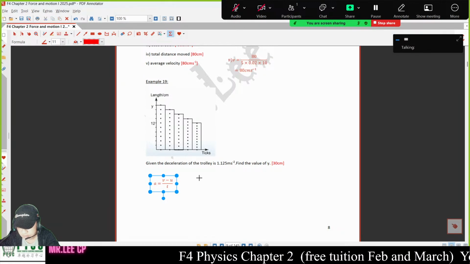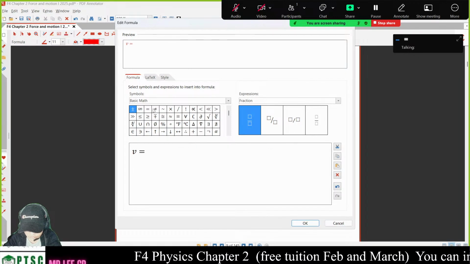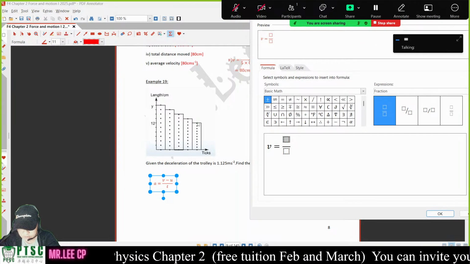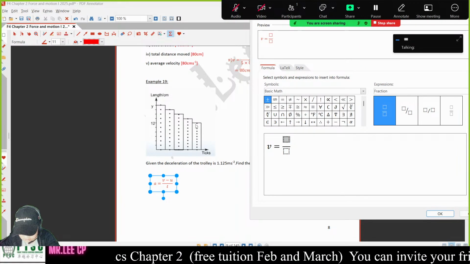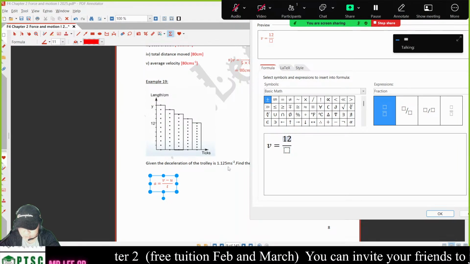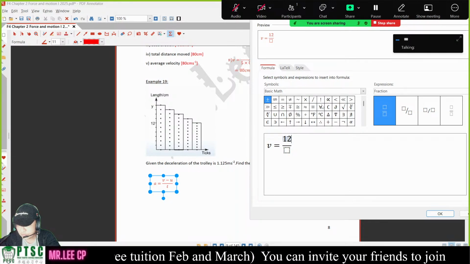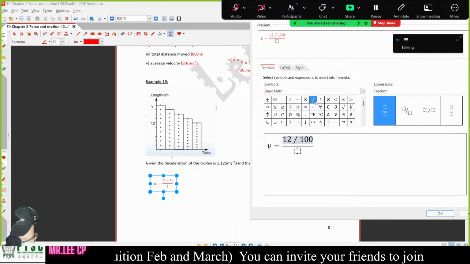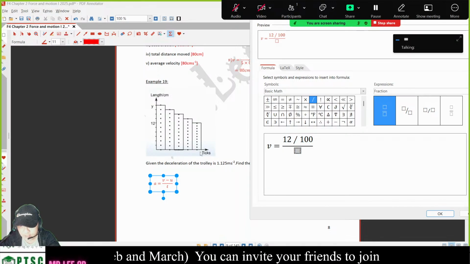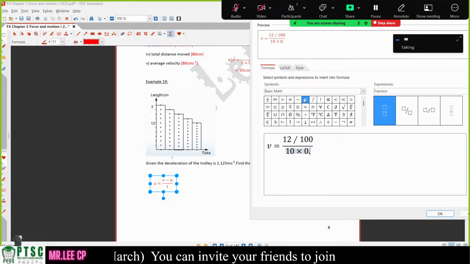Now, here, final velocity is equal to displacement over time. Displacement here is 12 cm. Because this is given in meters per second, ms^-2, I need to divide it by 100 to change it to meters. Divided by time. Time is 10 ticks, so I need to multiply every tick by 0.02.